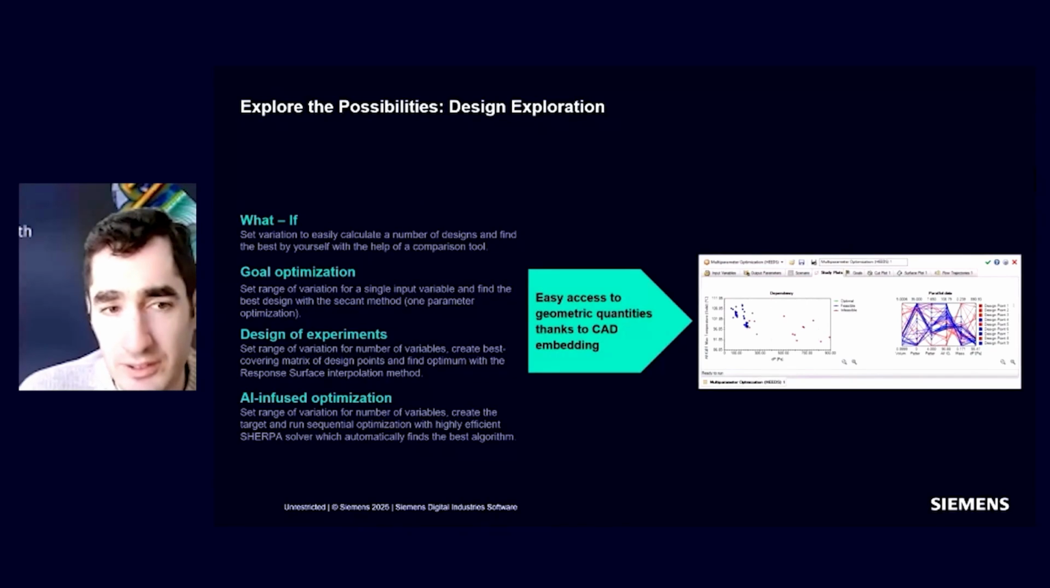And then there are different kinds of mathematical techniques to find the optimum. One is design of experiments, a very famous historical algorithm that generates a matrix of optimal design points, and we can find the optimal one. And then finally, AI-infused optimization, trying to find the optimum using deep learning techniques. This allows engineers to quickly find, in a very efficient and cost-effective way, the best solution.